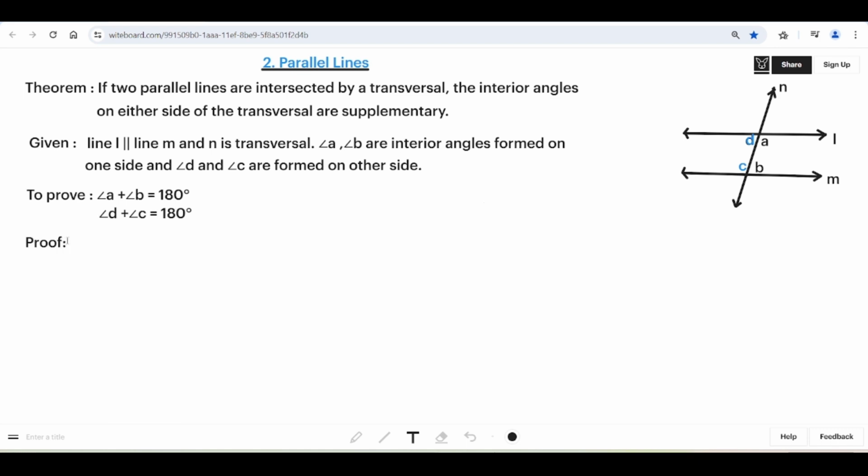Now, we have to prove that their sum should be 180 degrees. We will prove this theorem by indirect proof. What is our consequent? That the angles are supplementary, meaning their sum is 180 degrees. So we will assume the converse of this. We will consider the possibilities that maybe the sum is less than 180 degrees, or the sum is greater than 180 degrees, and the third possibility, the sum is 180 degrees.